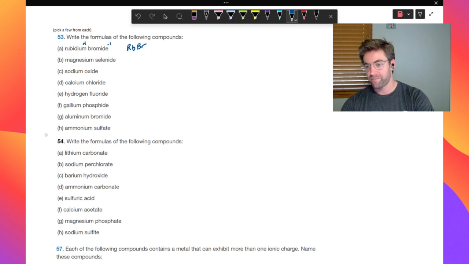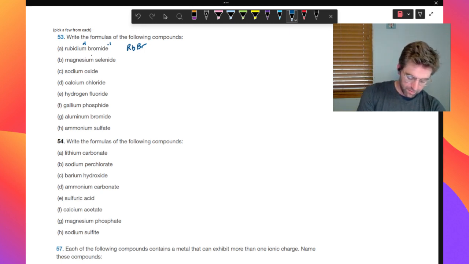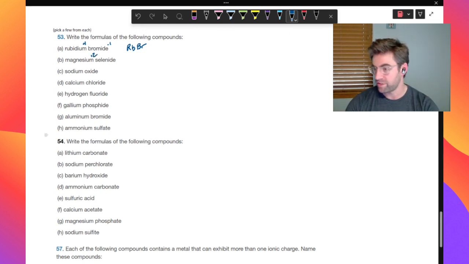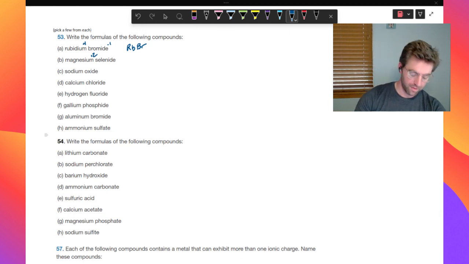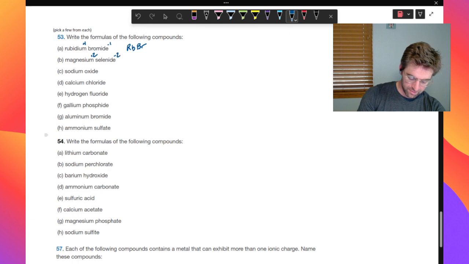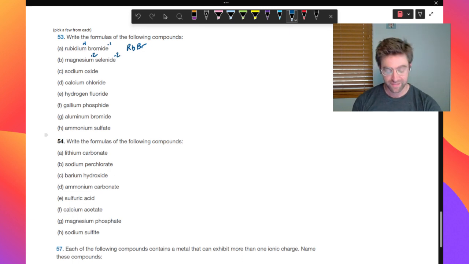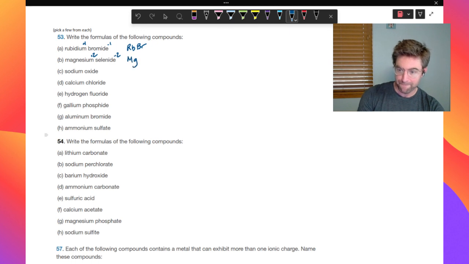Magnesium selenide. Magnesium has a +2. Selenium also, selenium has a -2 charge. So that would be MgSe, magnesium selenide.